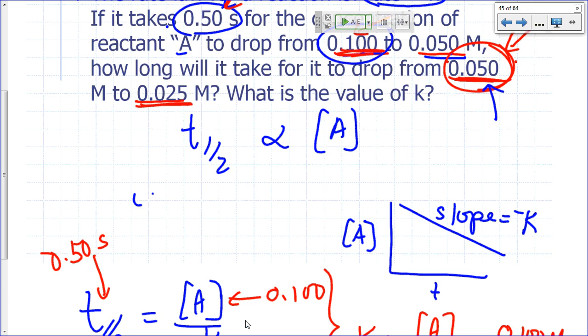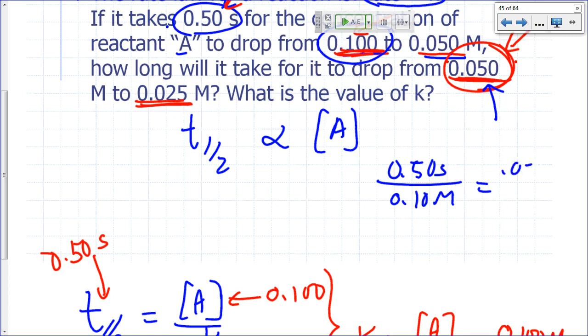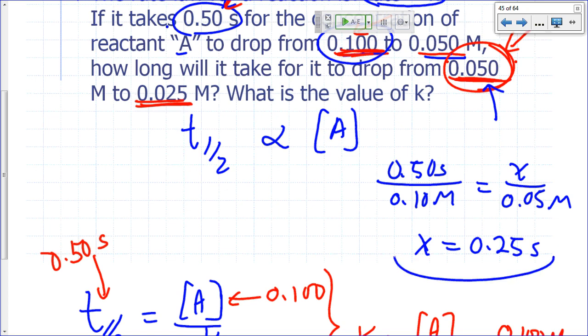So to solve this problem, you can say that 0.50 seconds is to 0.1 moles per liter, as x is to 0.05 molar. Okay, and so x is going to turn out to be 0.25 seconds. The half-life gets shorter. Okay, and you can solve for your k.